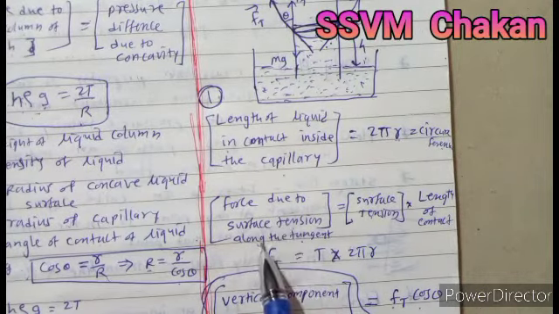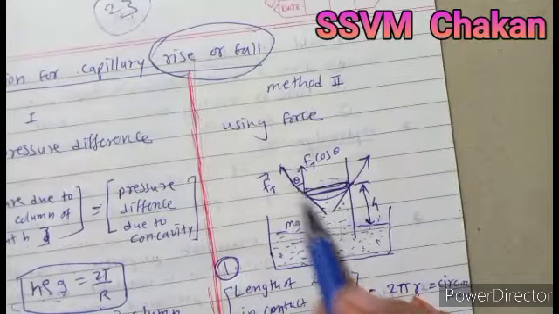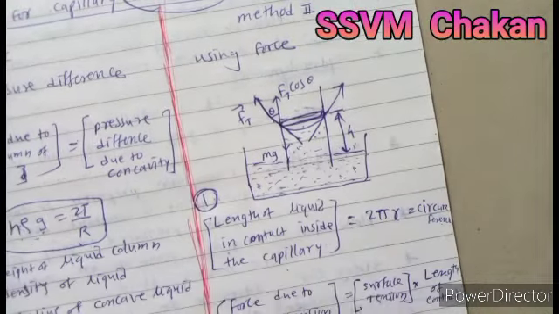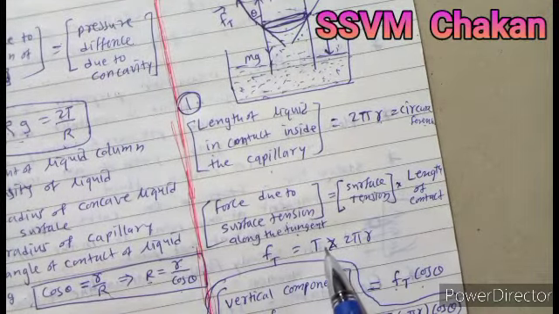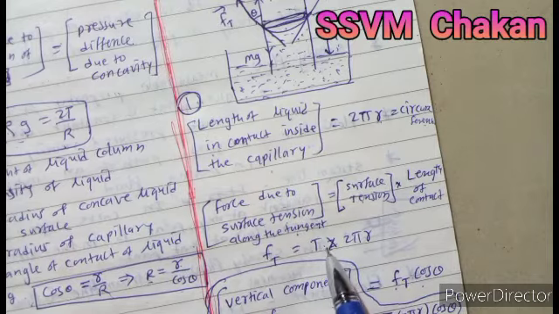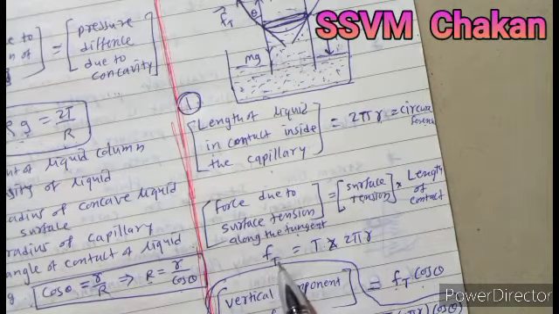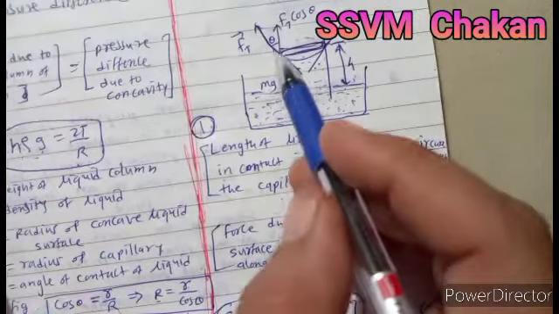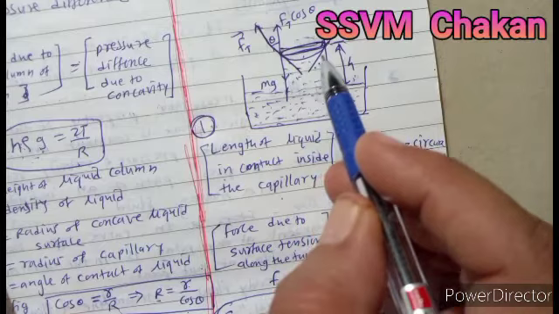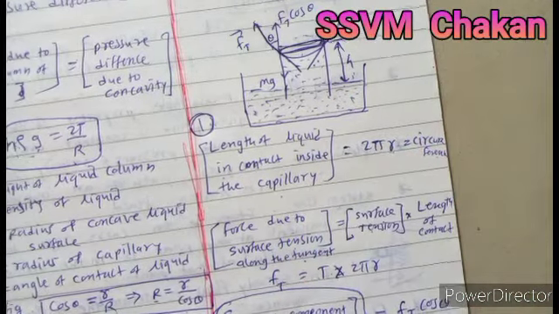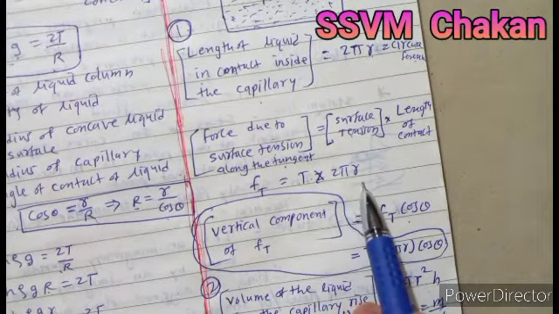Force due to the surface tension acts along the tangent. So this is the force along the tangent, that is Ft. That force is nothing but surface tension into circumference. Surface tension gives you the force acting on unit length. So here the total length is 2 pi r. So we consider the total force acting on the liquid over the free surface of the liquid inside the capillary, which is in contact with the inner wall of the capillary, and that force Ft is equal to capital T into 2 pi r.